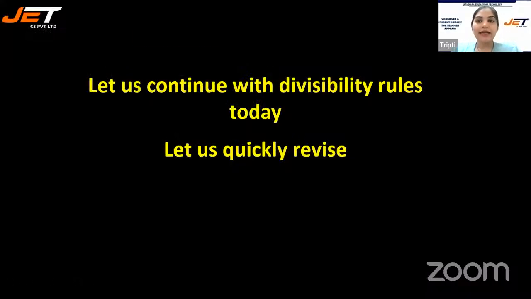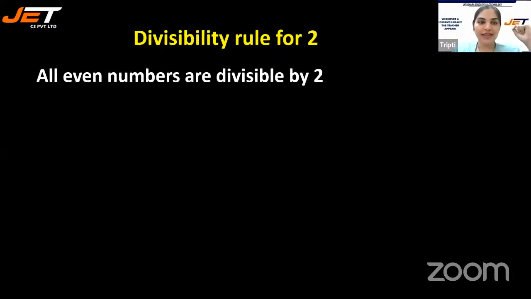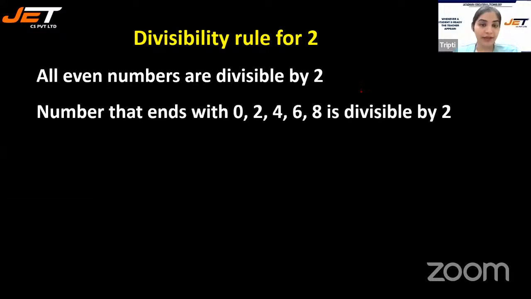But before we start, let's quickly revise what we have already done. So divisibility rule of 2 says all the numbers are divisible by 2 if they end with 2, 4, 6, 8, 0. That means if they are even, if the ones place is even, then all those numbers are divisible by 2. Like even numbers are 0, 2, 4, 6, 8.